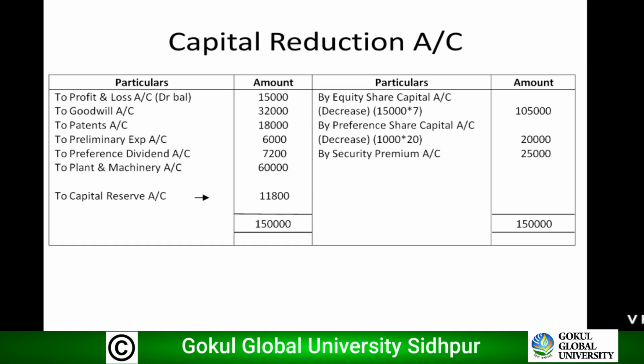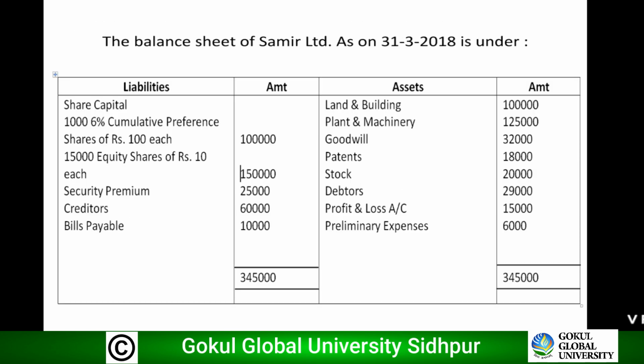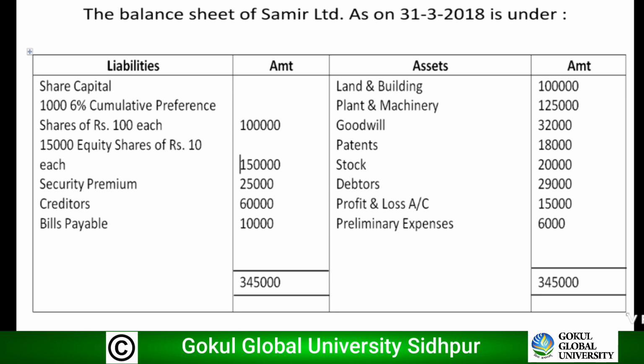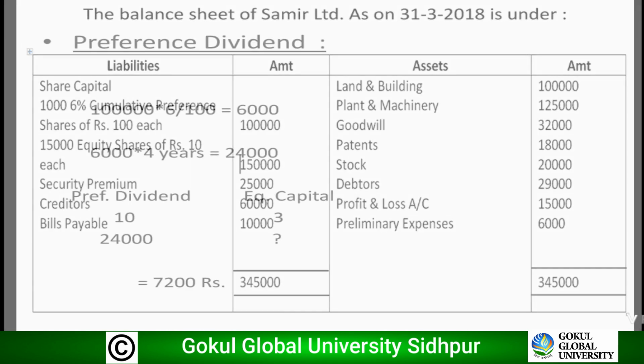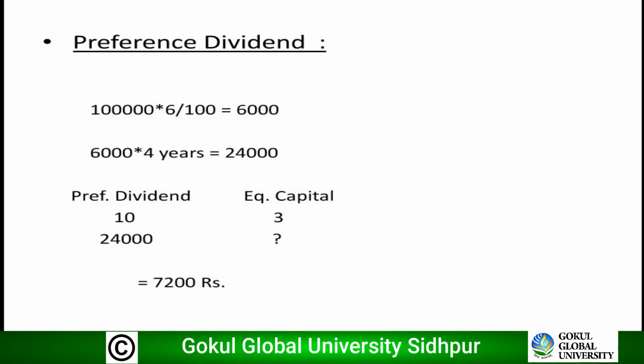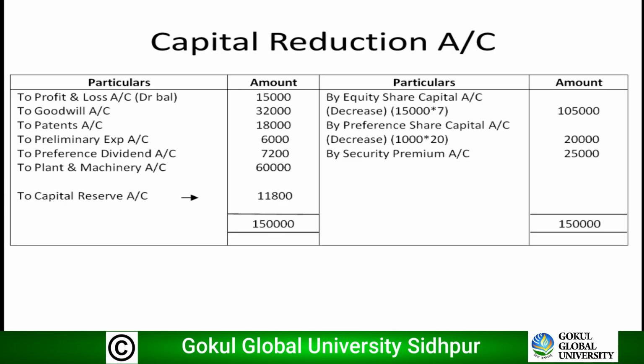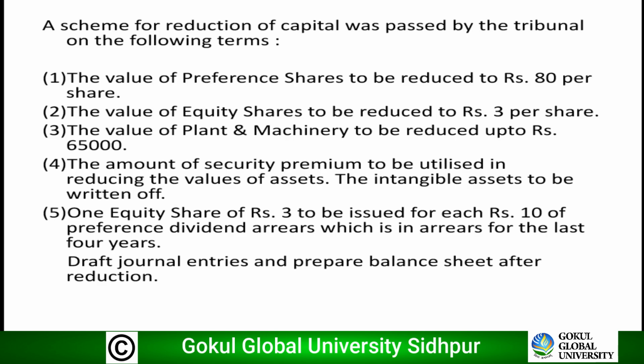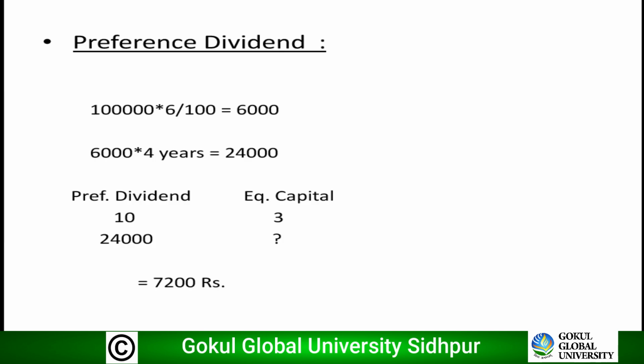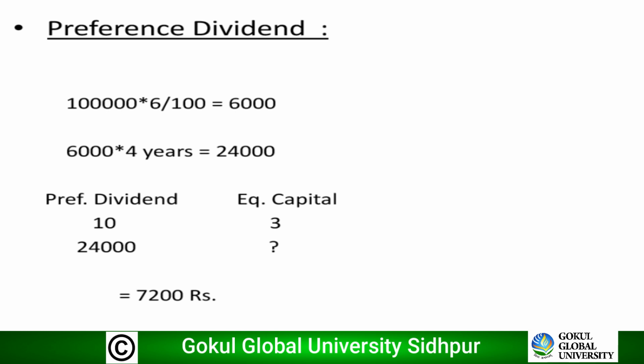You can see in the question, 1,000 6% cumulative preference shares of rupees 100 each, rupees 1 lakh. So there are given 1 lakh amount and 6% for preference dividend. We have calculated preference dividend 1 lakh into 6% is equal to 6,000, and 6,000 into 4 years. There are also given years, 4 years in fifth number adjustment. So we have multiplied this 6,000 by 4 years. So our answer is 24,000.